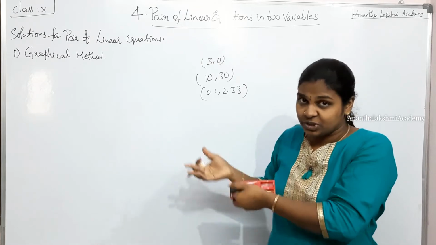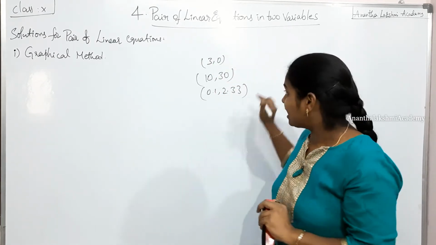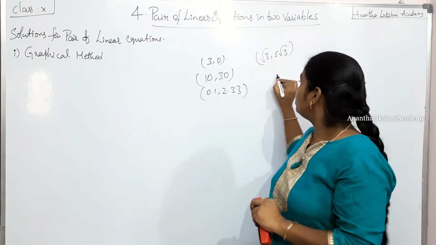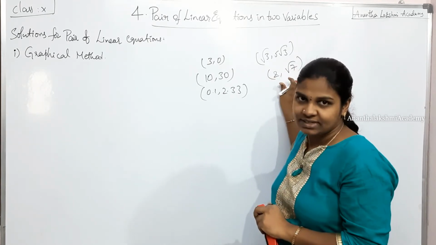For whatever problems we have solved in the earlier videos, the solutions we got are of these kinds, but we did not see anything like root 3 comma 5 root 3, or 2 comma root 7. These values we haven't seen.